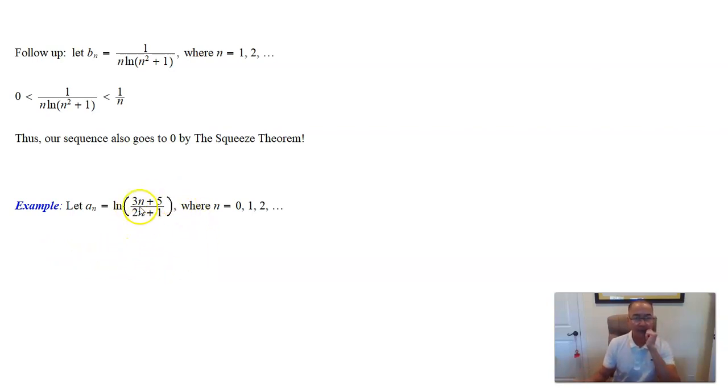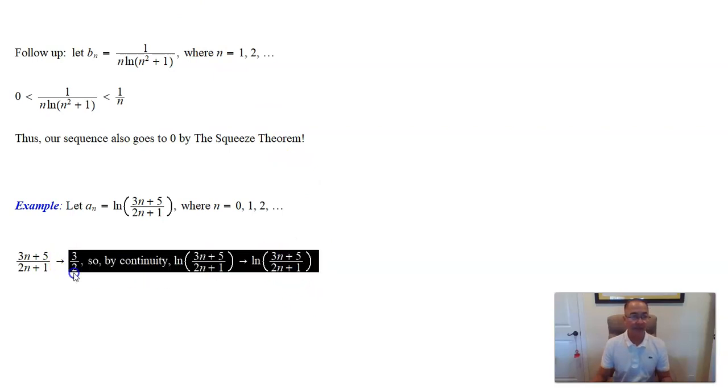Well, let's work from the inside. Okay, 3n plus 5 over 2n plus 1, that's a lot like our first example. And the limit is simply 3/2. Okay, so that goes to 3 over 2. And if you forgot how to do that, there's always L'Hopital's rule. Our limit is 3/2. So by continuity, our sequence ln of (3n plus 5 over 2n plus 1) should have limit ln of 3 over 2.